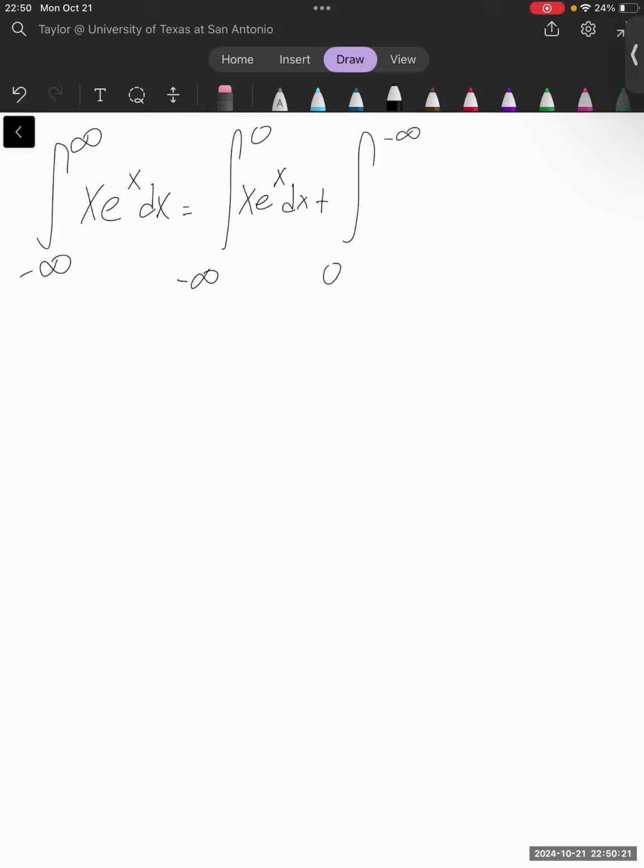The last problem we're going to do here is the integral from negative infinity to infinity of x e to the x dx. And because I have my bounds from negative infinity to infinity, I can actually break this up as the integral from negative infinity to 0 of x e to the x dx plus the integral from 0 to infinity of x e to the x dx.